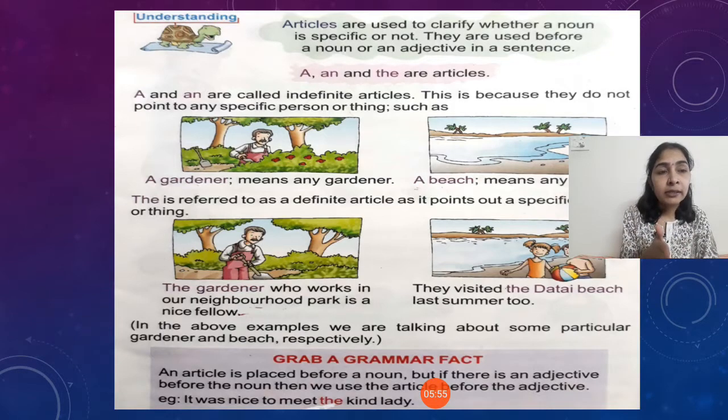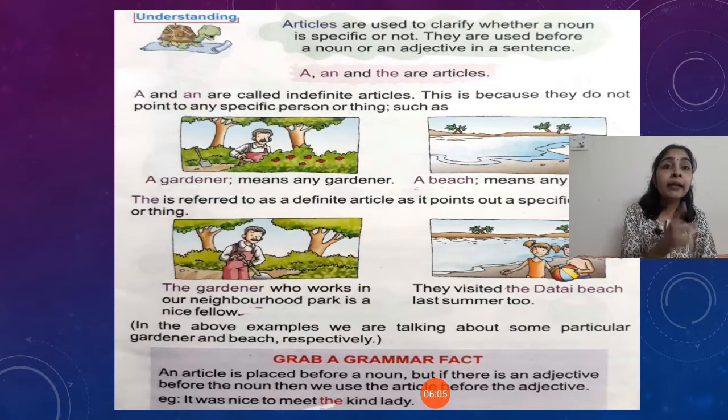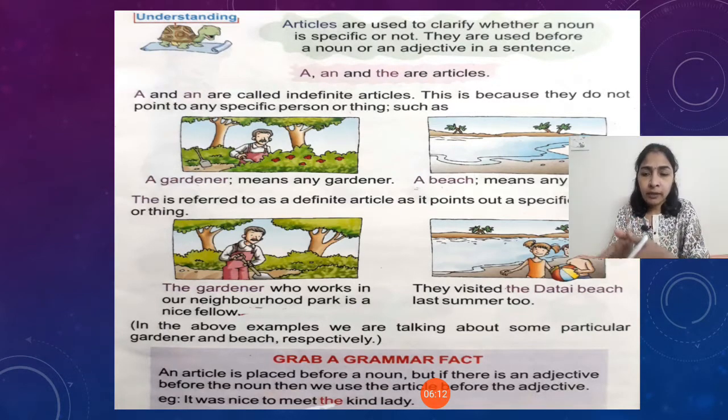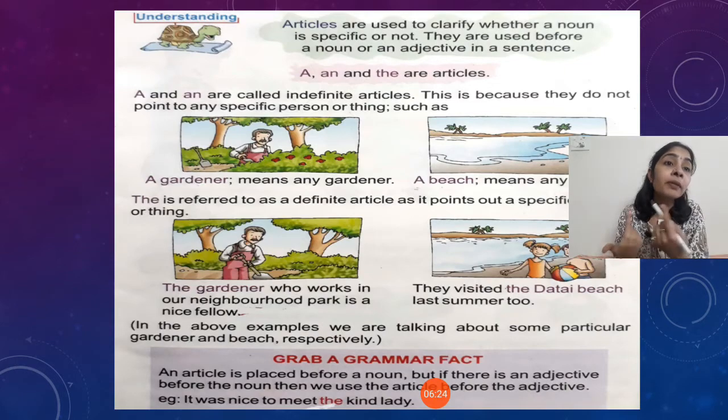Now if there is an adjective, then that adjective comes before the noun, and before the adjective the article is placed. Okay, now let us see how a and the are used. A and an are indefinite. If we are describing something more about the same thing, then previously we use a or an for that, and in the next sentence we use the for that, because later on it becomes definite, because we are talking about that particular thing only. Okay, now let us see some examples.